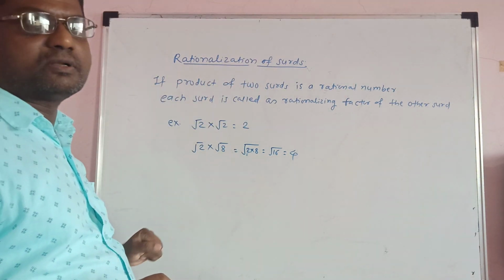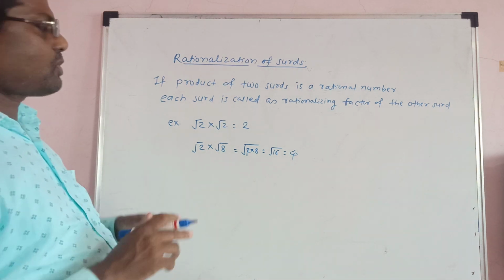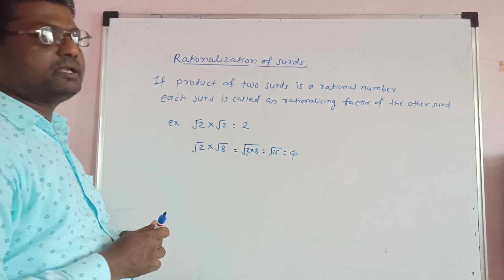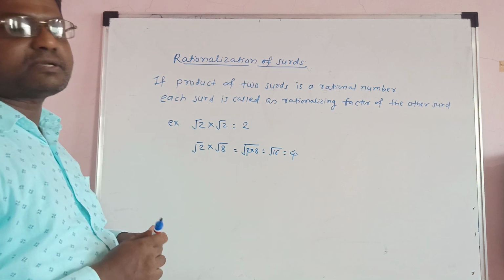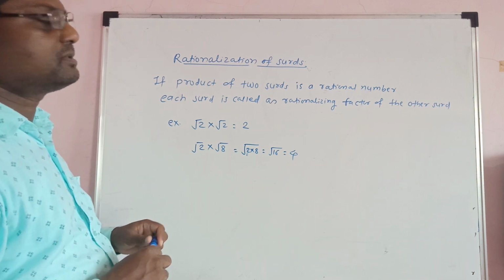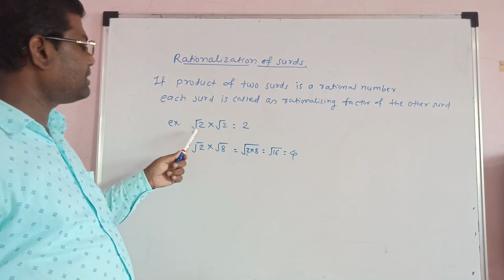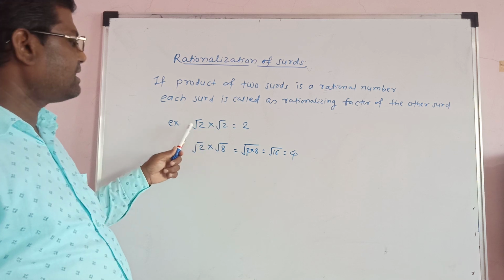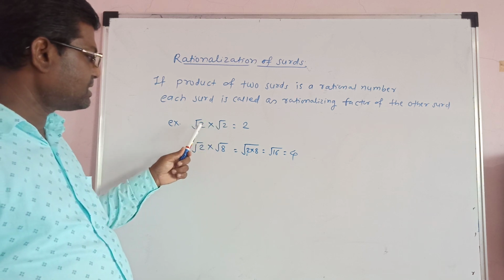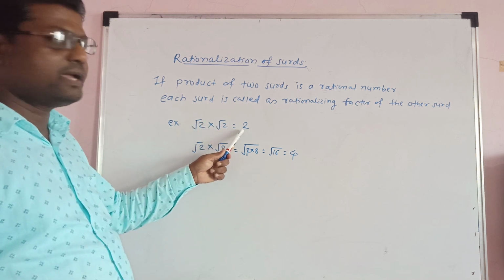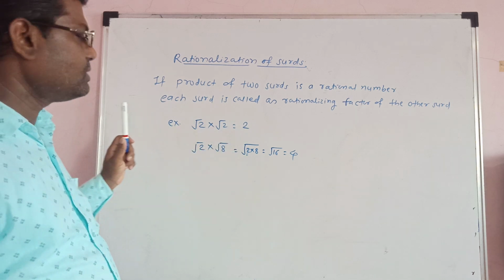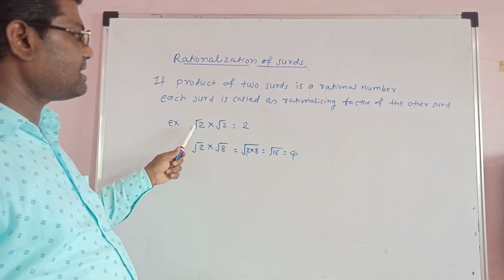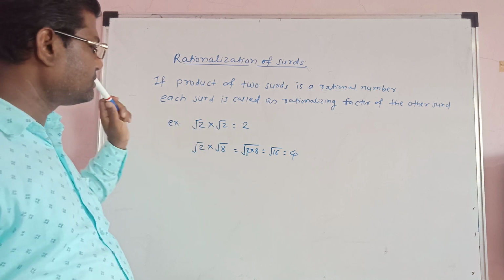Rationalization of surds. If the product of two surds is a rational number, then each surd is called a rationalization factor of the other surd. For example, here are two surds, root 2 and root 2. If we multiply these two surds, root 2 into root 2, we get 2, and this 2 is a rational number. So root 2 is called a rationalization factor of root 2.